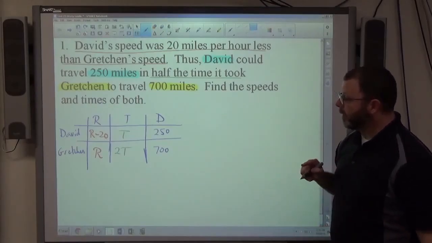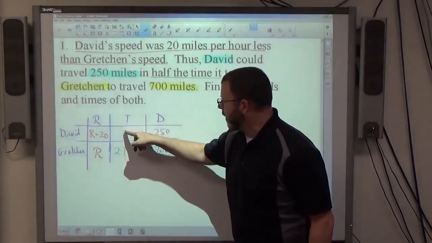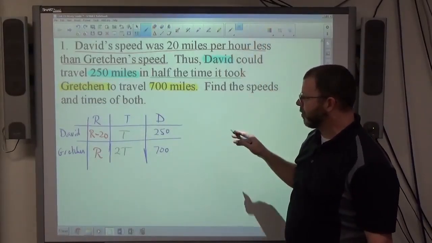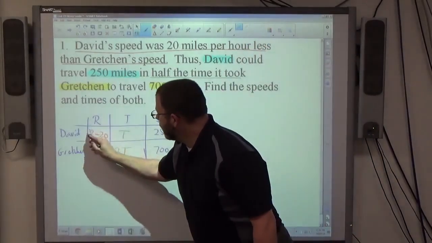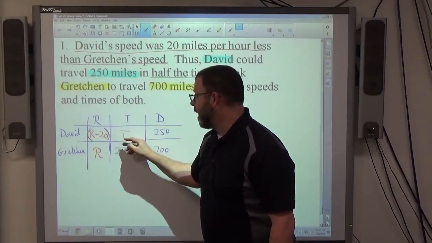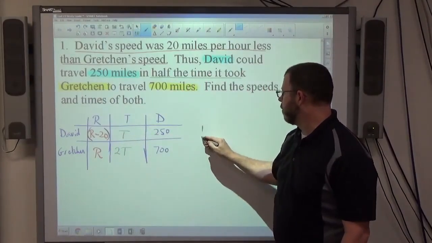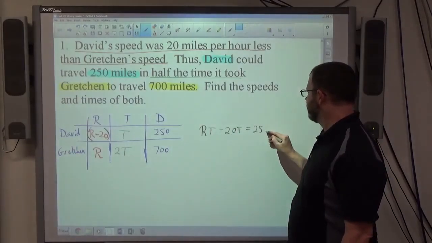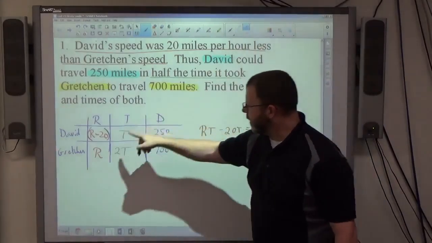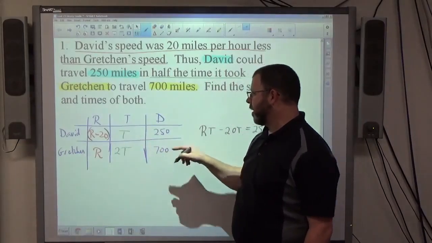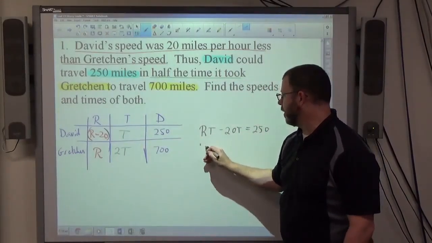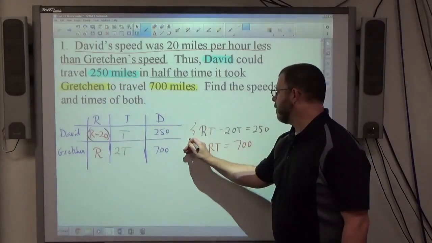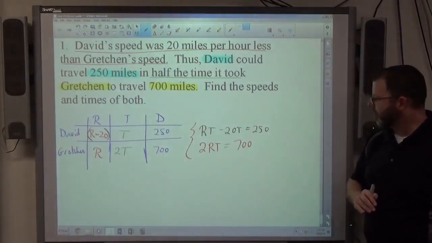Once I get to this point, the rate box is filled in, the time box is filled in, and distance is known. Rate times time equals distance for each line. So David's rate of R minus 20 times his time T should equal 250. So RT minus 20T is equal to 250. And Gretchen's rate times Gretchen's time is equal to Gretchen's distance. So R times 2T is equal to 700. And just like that, we get ourselves a nice little system of equations.